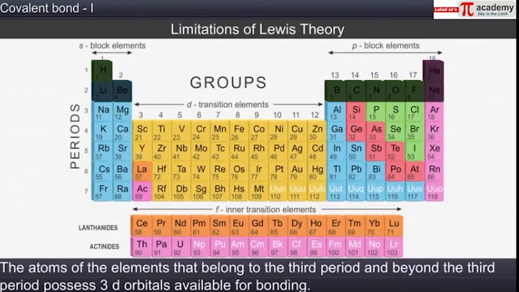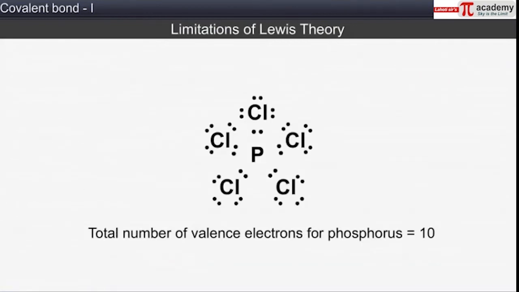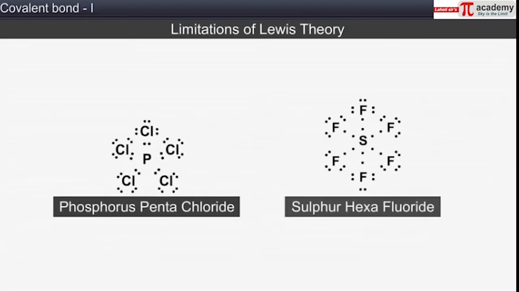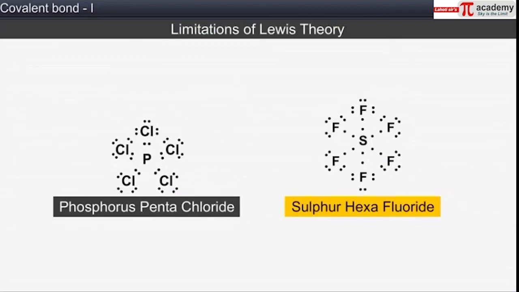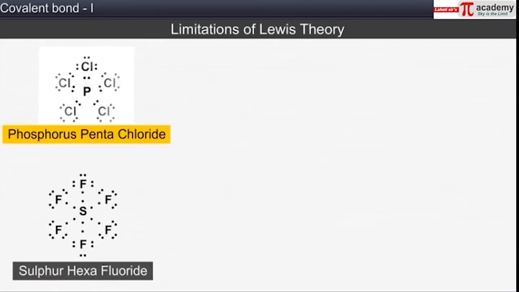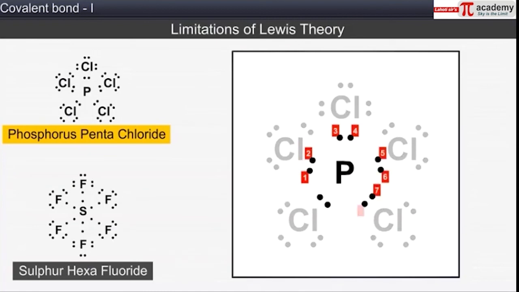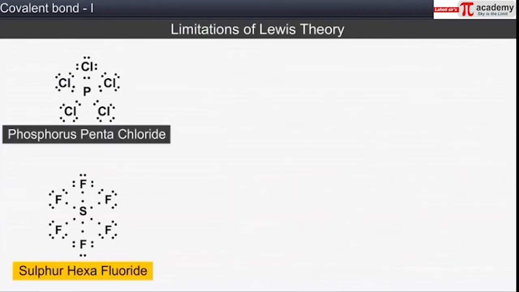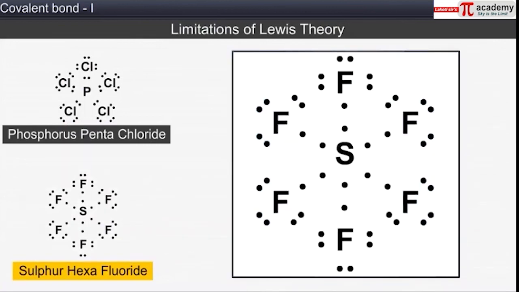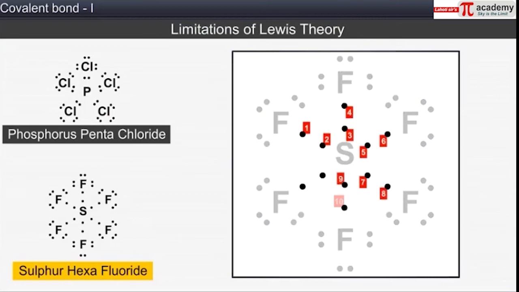The atoms of the elements that belong to the third period and beyond the third period possess 3d orbitals available for bonding. Hence, most of the compounds formed from them possess more than 8 electrons around their central atoms. This is called expanded octet. Hence, the octet rule is not applicable for the molecules such as phosphorus pentachloride and sulfur hexafluoride, etc. In phosphorus pentachloride, phosphorus, the central atom, has 10 electrons in its valence shell. In sulfur hexafluoride, sulfur is the central atom and it has 12 electrons in its valence shell.